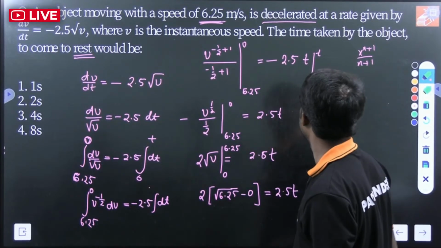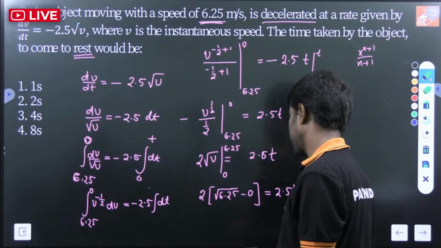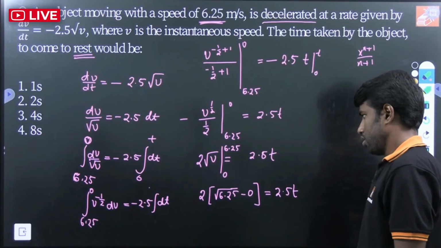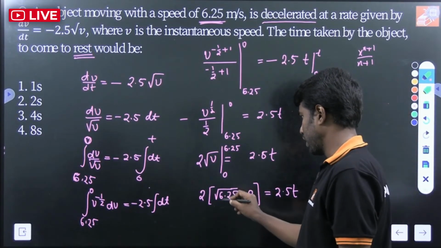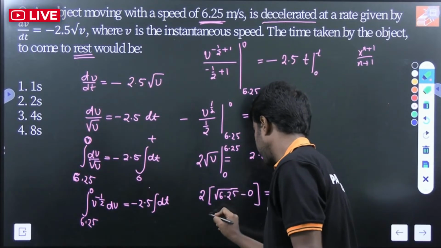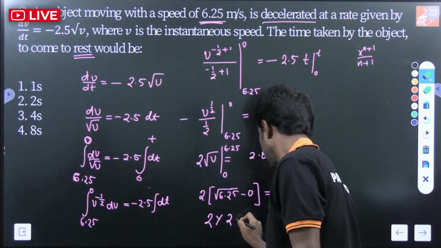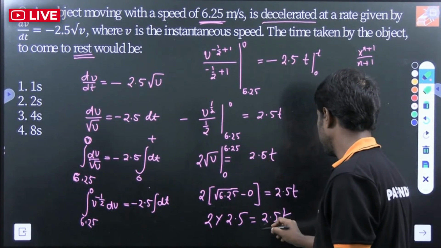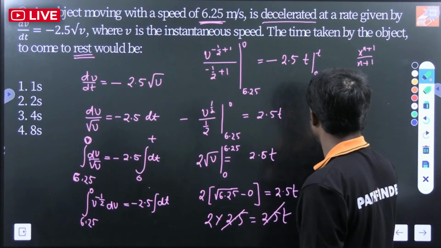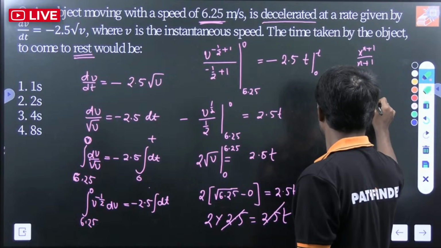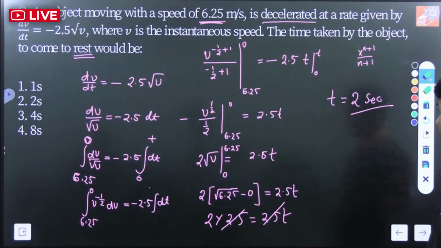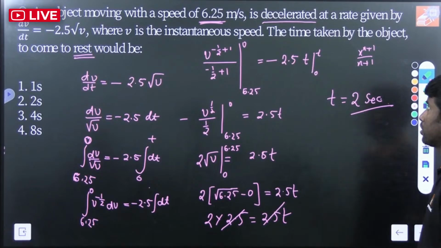Finally we will get the t value they are asking. Root over 6.25 is 2.5. That means 2 into 2.5 equal to 2.5 into t. The 2.5 and 2.5 get cancelled. Finally t equal to 2 seconds is the answer. Okay, so take a photo of this image, then we will come back for the next question.